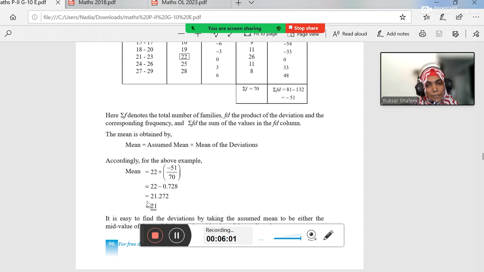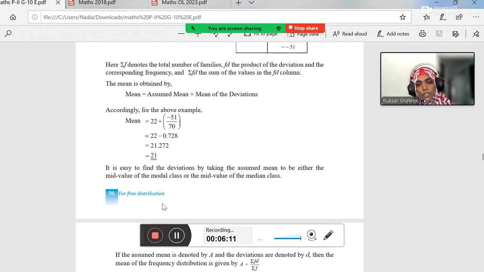That is approximately, the symbol here means approximately, which is 21. So they've done the rounding there and they've given us an approximate answer of 21. So the average or the mean in this case would be 21.